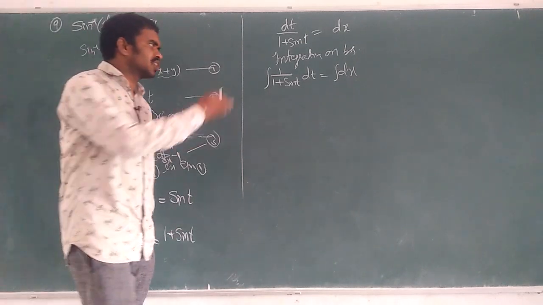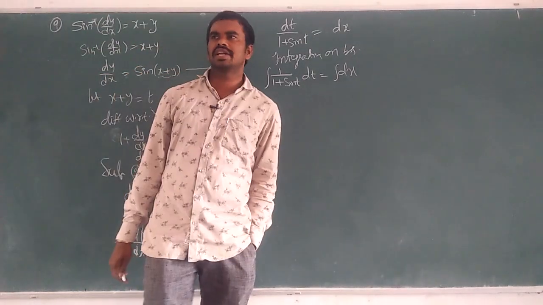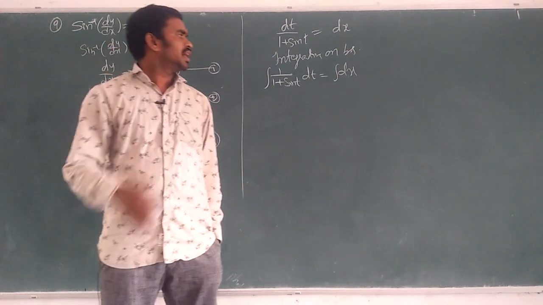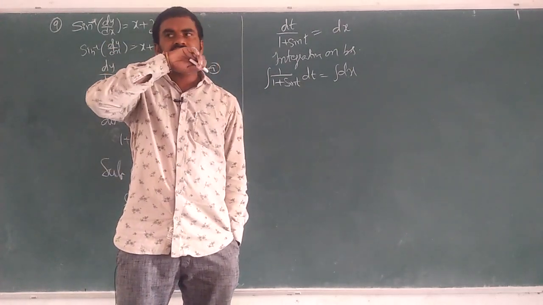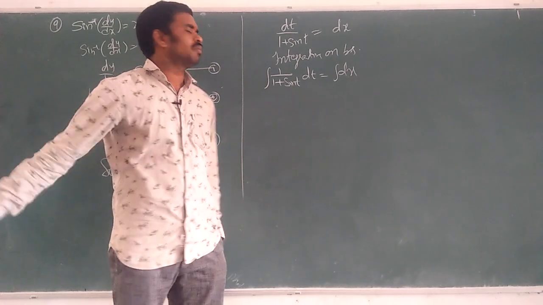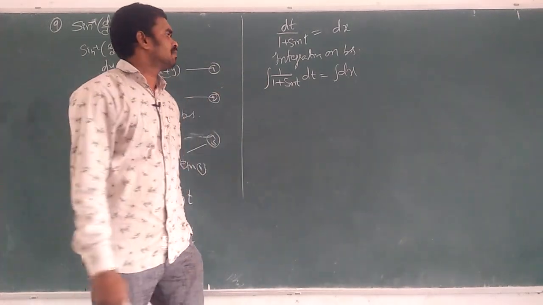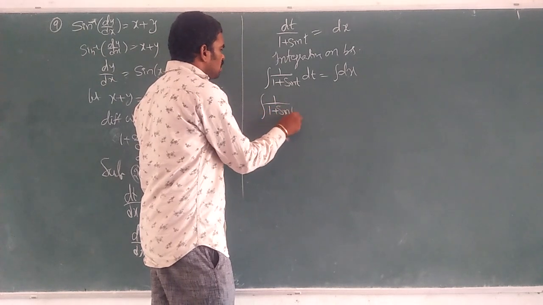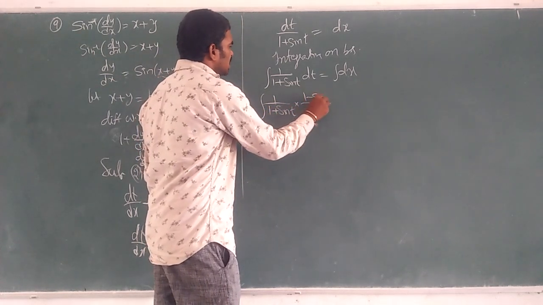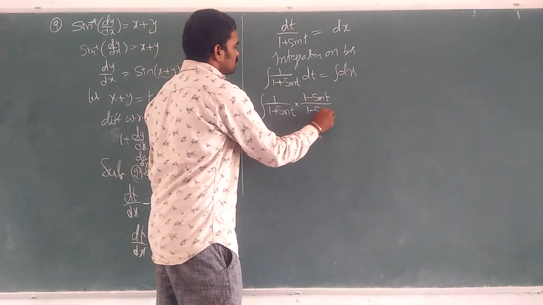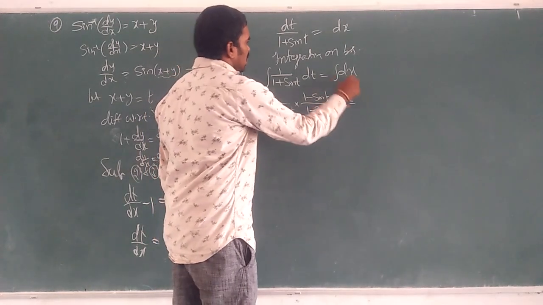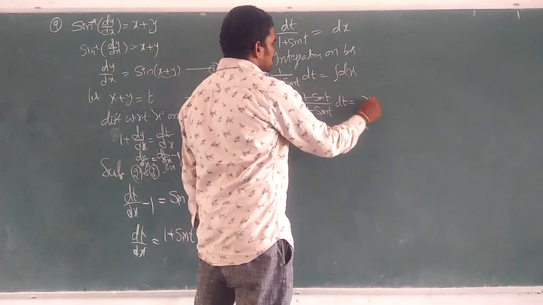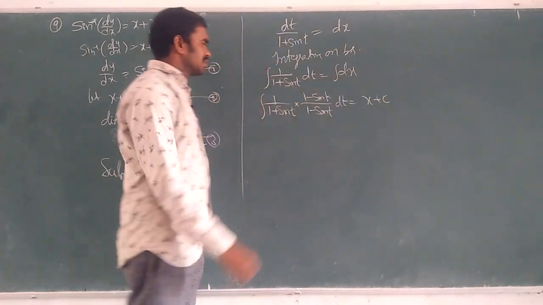Now how to simplify this integration 1 by 1 plus sin x? In integration there is a 2 marks question: find integration of 1 by 1 plus sin x. In the integration chapter, in 7 marks questions also, this kind of problem we can see in the middle. So these types of problems can be solved by multiplying and dividing with 1 minus sin t. And the integration of 1 dx is x plus some constant c.